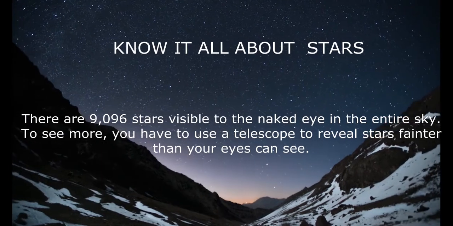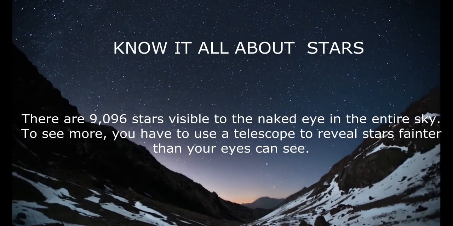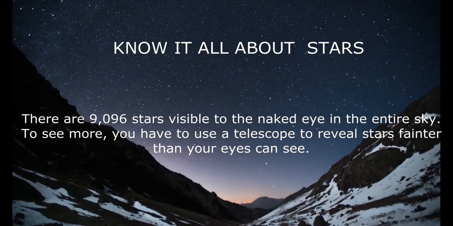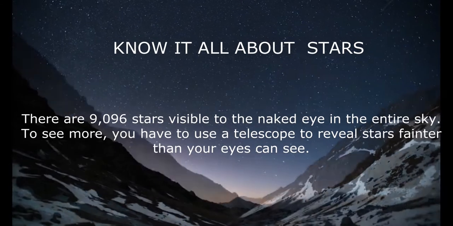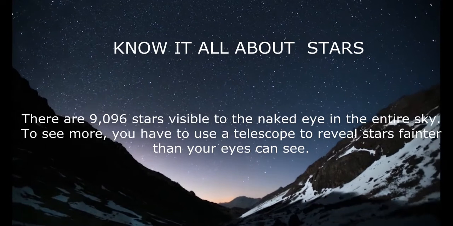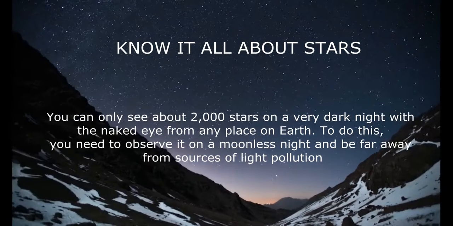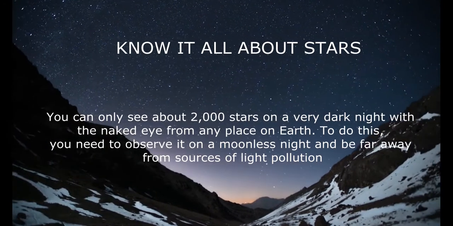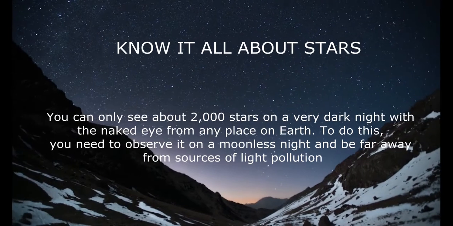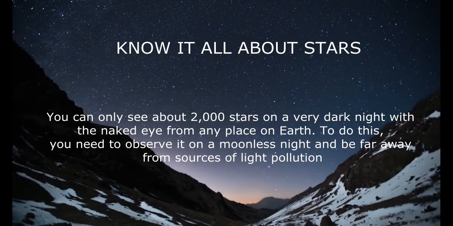Okay, now it's time to know it all about stars. There are 9,096 stars visible to the naked eye in the entire sky. To see more, you have to use a telescope to reveal stars fainter than your eyes can see. You can only see about 2,000 stars on a very dark night with the naked eye from any place on Earth. To do this, you need to observe it on a moonless night and be far away from the sources of light pollution.